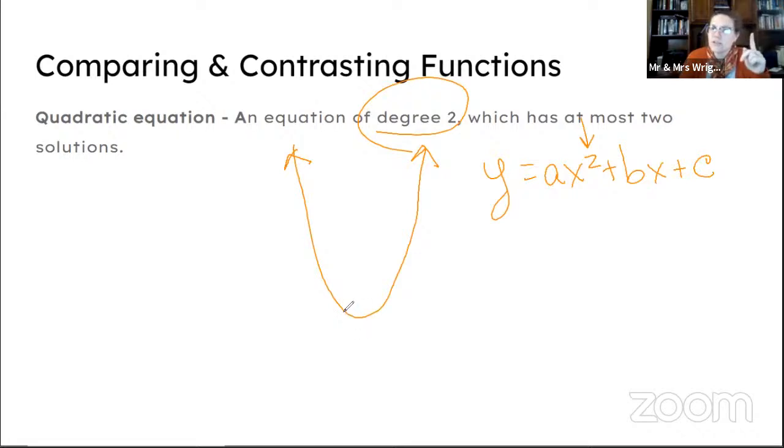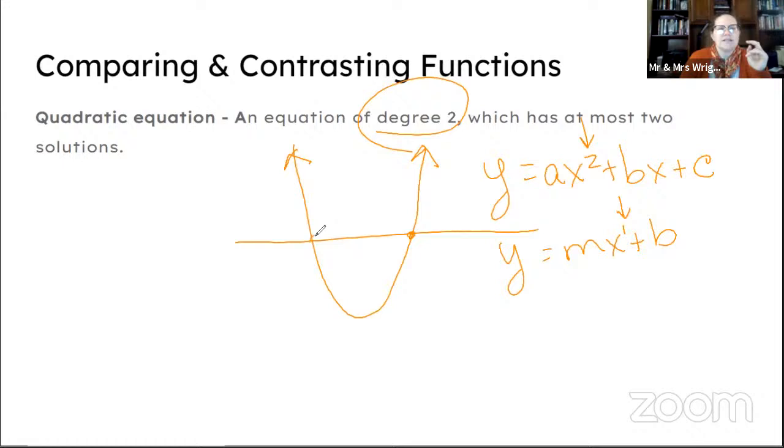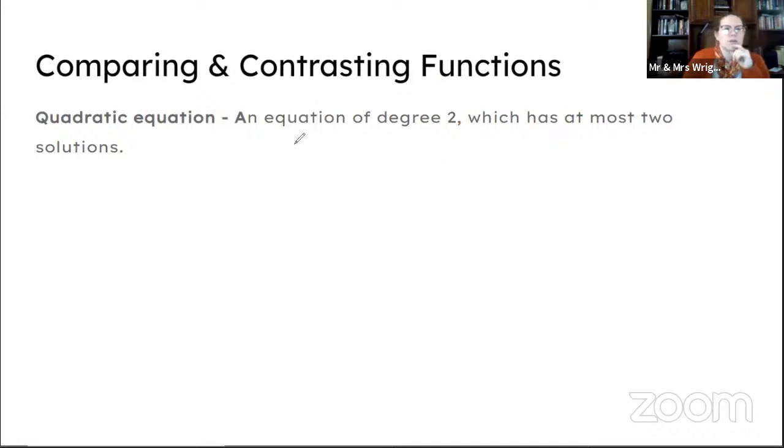What was a linear function? It was the first degree, right? y equals mx plus b. There is nothing here, which means there's a 1 there. So it's a first degree, okay? And it has at most 2 solutions, because if it crosses the x-axis, it could possibly cross it up to 2 times. So it has at most 2 solutions, could have 0 or 1 as well.